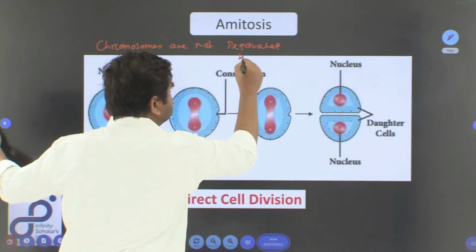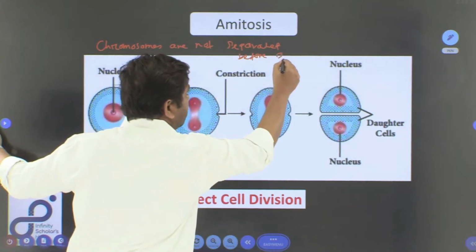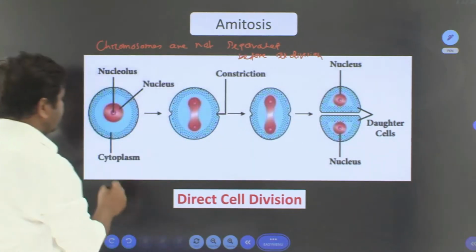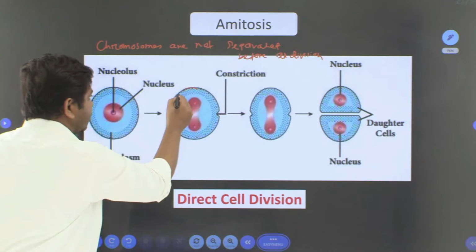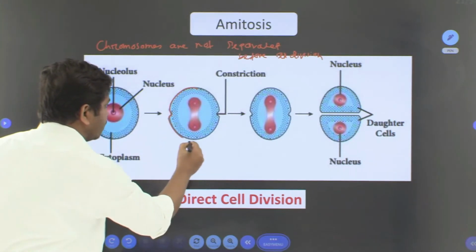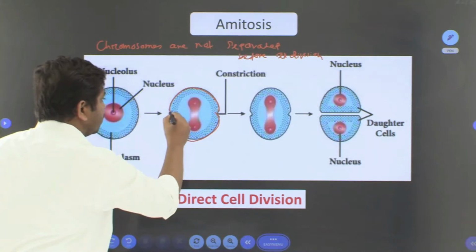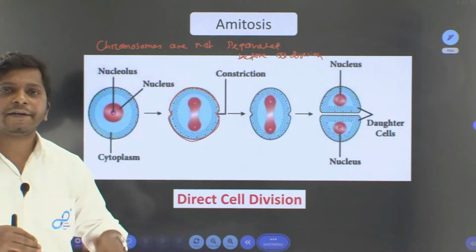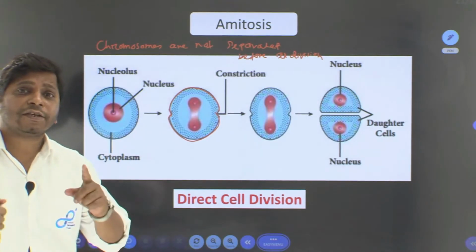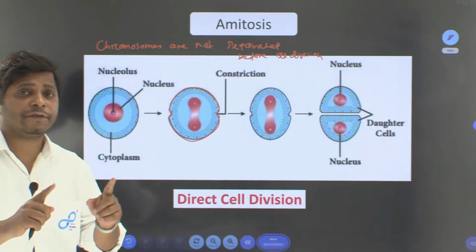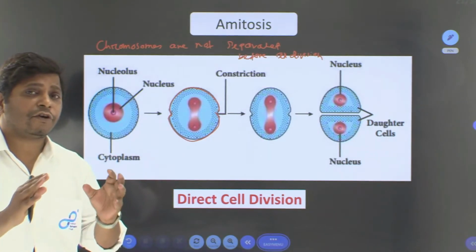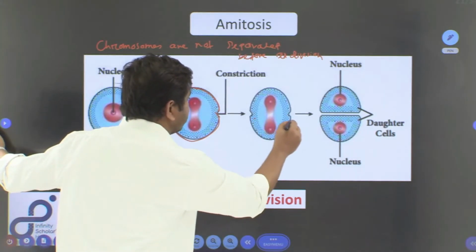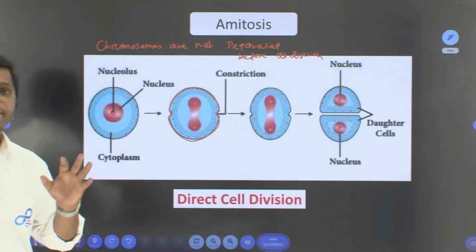Before cell division, here the nucleus divides along with the cytoplasm. Suppose this is a cell membrane. The cell membrane is dividing the cytoplasm, and as the cytoplasm is dividing, the nucleus is dividing also along with that. So there is no prior nuclear division happening here. The nucleus is not dividing first in this case. Both the nucleus as well as the cytoplasm are dividing at the same time point.